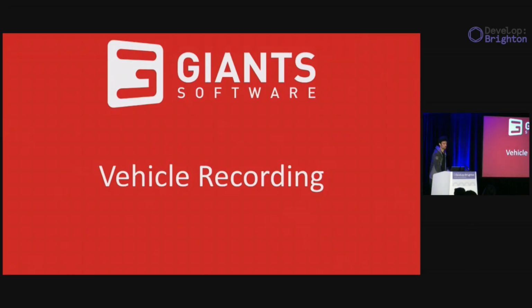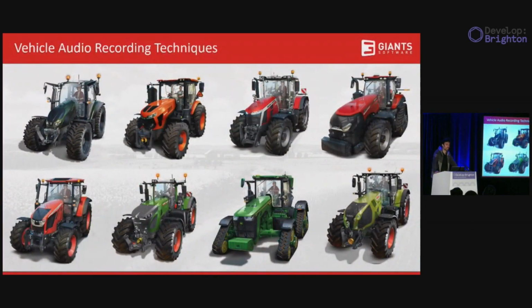And now we will go to the vehicle recording. For vehicles, we have around 300 vehicles in the game. We probably have more now with the new FS25. And here you can see a bunch of tractors, but we also have trucks, harvesters, and now even motorcycles.